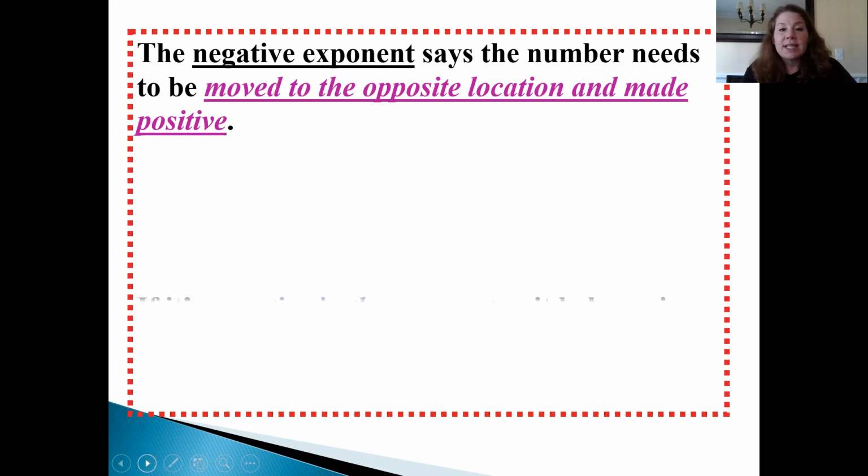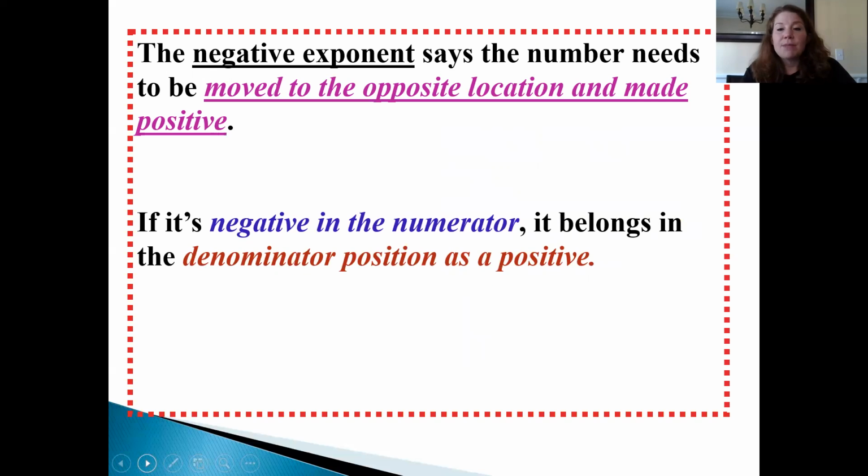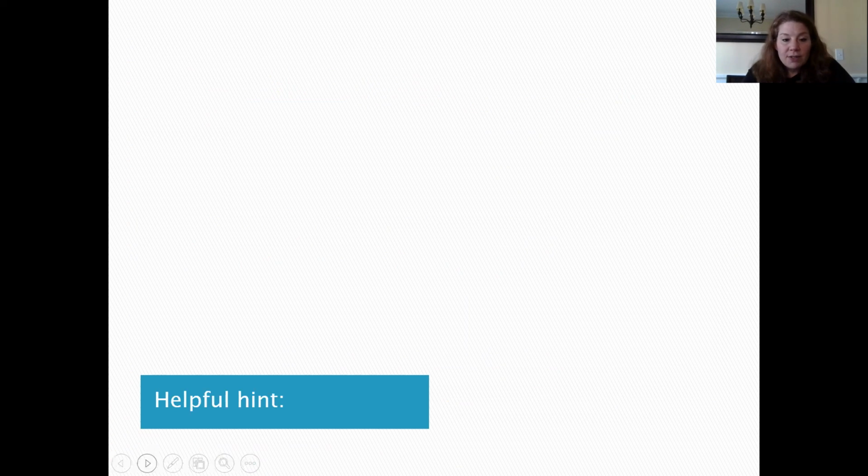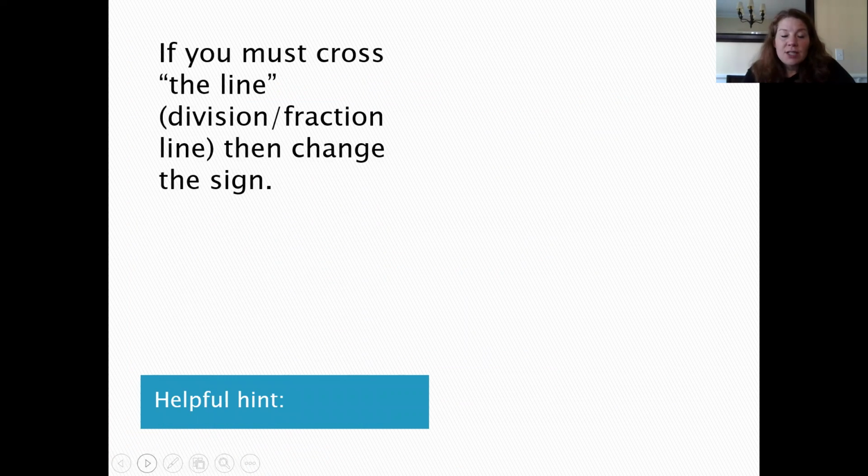A negative exponent says the number needs to be moved to the opposite location and made positive. If there's a negative exponent in the numerator on the top, it belongs in the denominator. When you flip it over that line, it changes its sign. If you have a negative exponent in the denominator, to make that negative positive, you would move it up to the numerator. And there is a little song we like to sing. If you must cross the line, then change the sign.